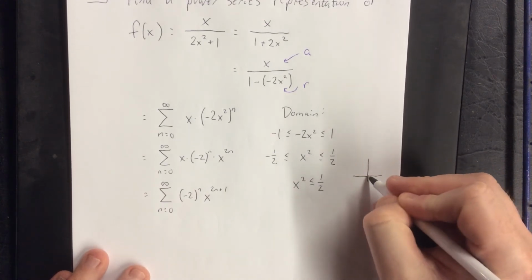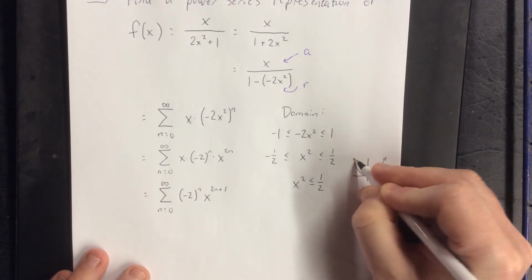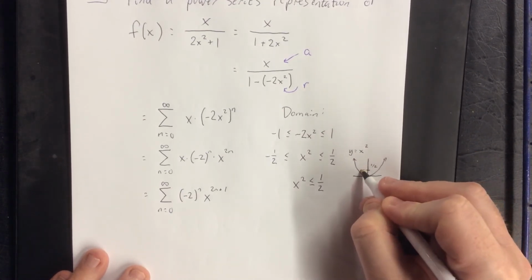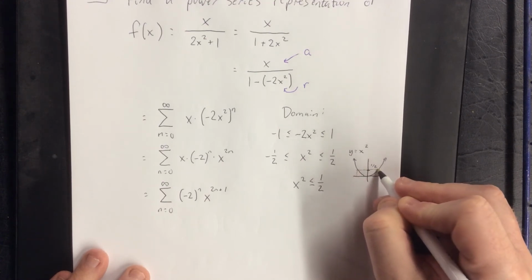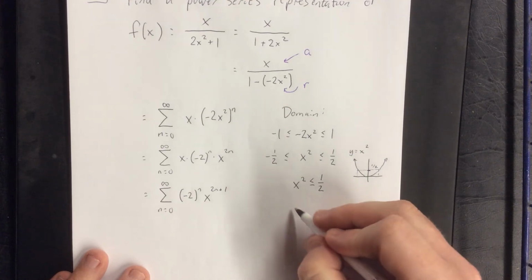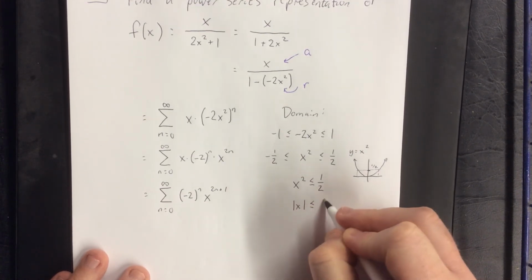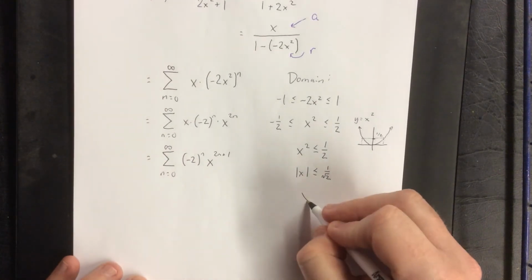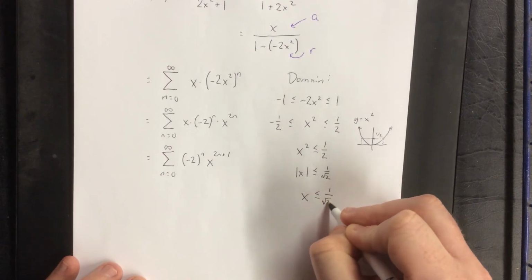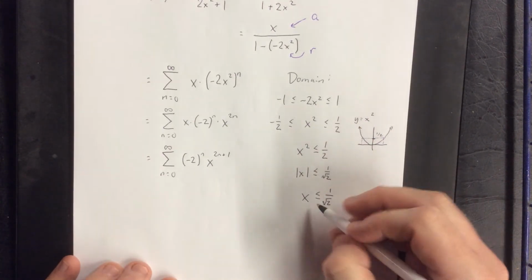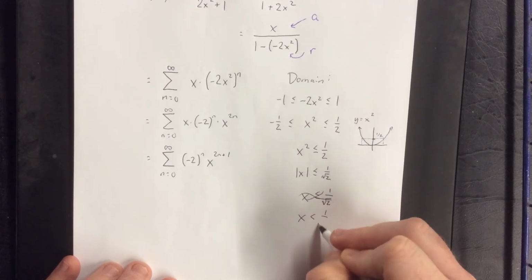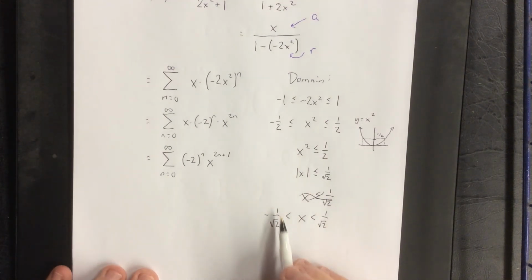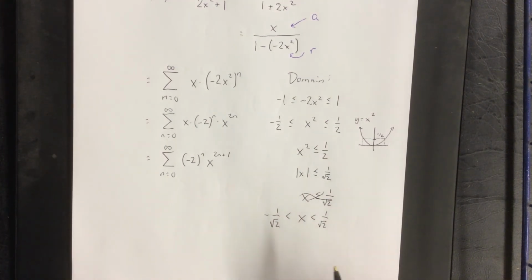Now if you'll recall though, if we were to consider y equals x squared and y equals 1/2, the corresponding x values extend to the right and left of 0, giving us another compound inequality. Or more specifically, when we take the square root of both sides, it's going to give us that the absolute value of x is less than or equal to 1 over the square root of 2, or more succinctly, x will be in between negative 1 over the square root of 2 and positive 1 over the square root of 2.